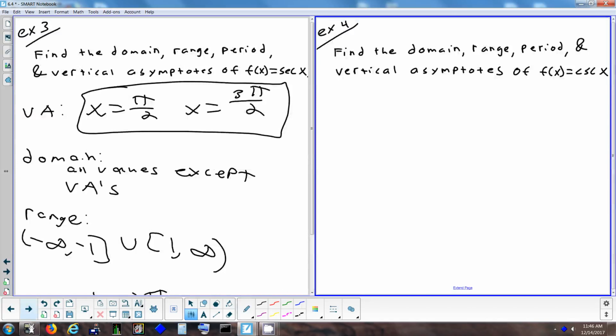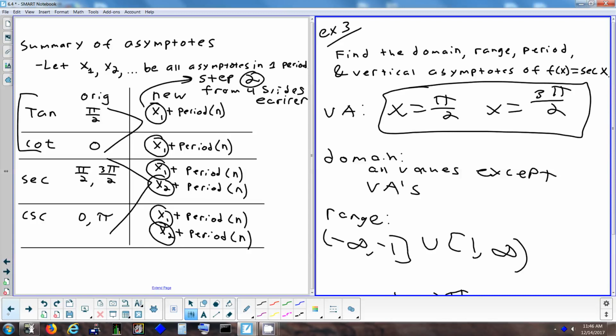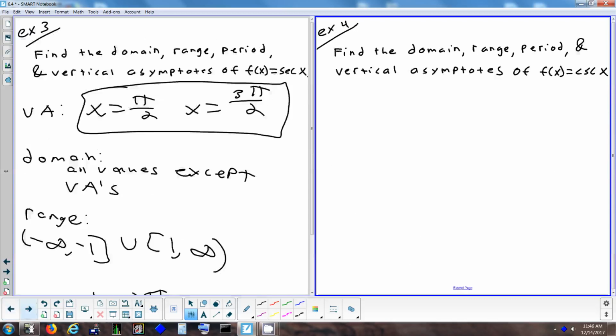Let's try. Does anyone need to do it for cosecant? It's going to be pretty much the same. The range is going to be the same answer. Domain is going to be the same answer. Period is going to be the same answer. The only thing that's going to change is the vertical asymptotes. It's not pi over 2 and 3 pi over 2. It would be 0 and pi. That'd be the only difference.